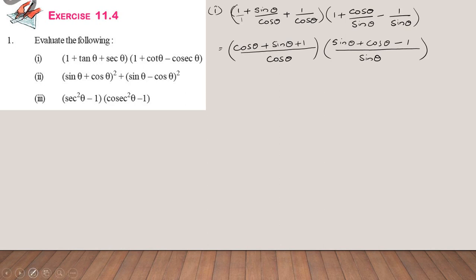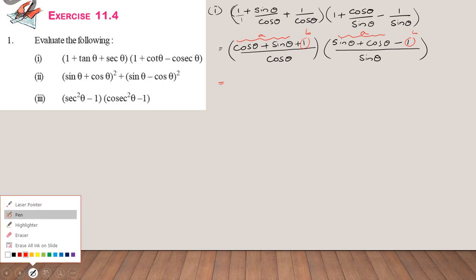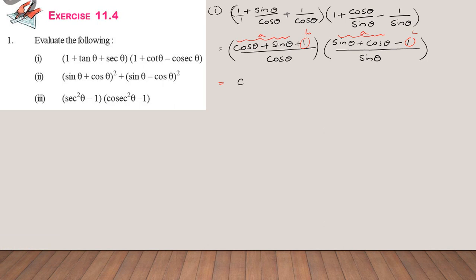If you observe this carefully, here cos theta plus sin theta, here sin theta plus cos theta. So if you consider this term as A and this one as B, then what can you see here? Here it is A plus B form, here A minus B form. So A plus B into A minus B can be written as A square minus B square, no? So A square means cos theta plus sin theta whole square, minus B square means minus 1 whole square, by cos theta into sin theta.